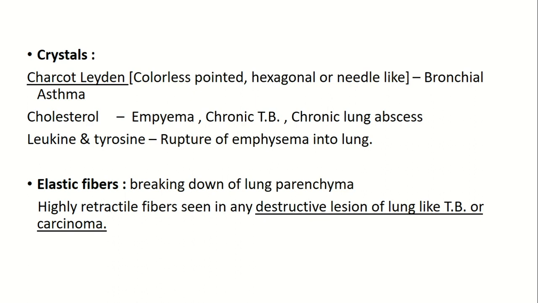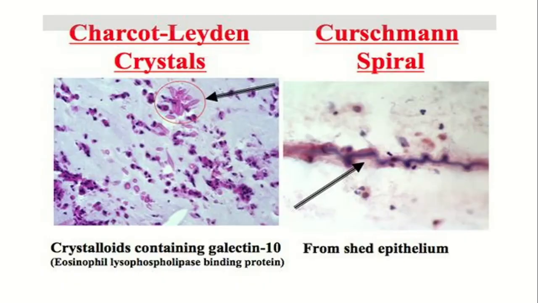Sometimes you will find gross cholesterol crystals in case of empyema and chronic tuberculosis, and some tyrosine-like crystals in case of emphysema, rupture of emphysema in fact. And elastic fiber-like structures are also seen. They are highly refractile fibers, usually seen in destructive lesions of the lung like TB and carcinoma. So these are the miscellaneous structures in the wet preparation.